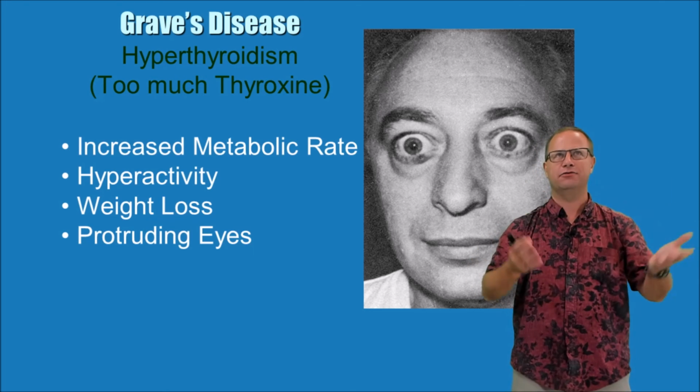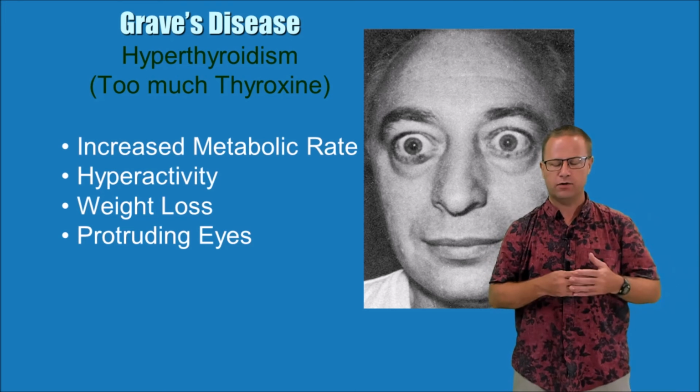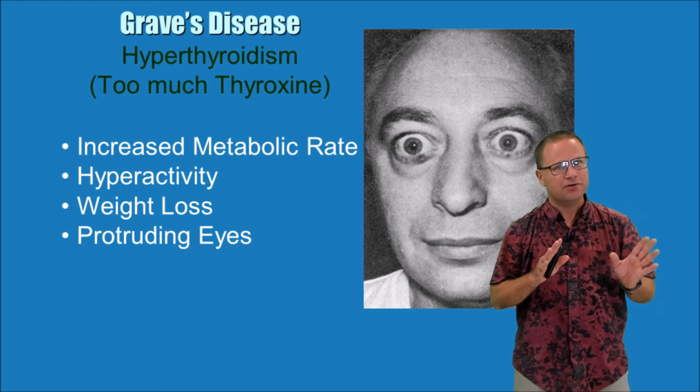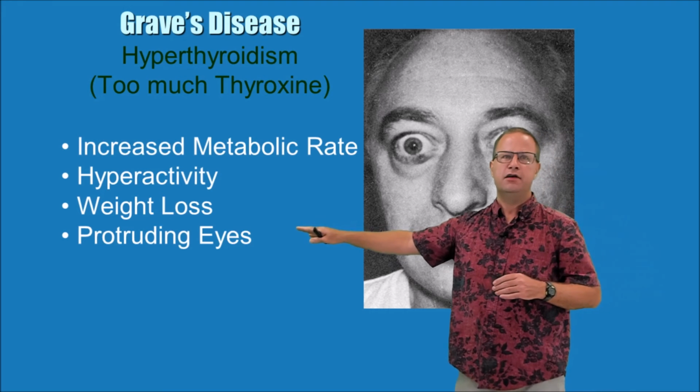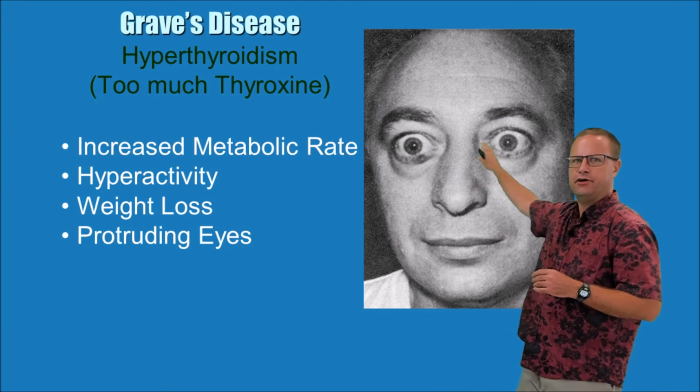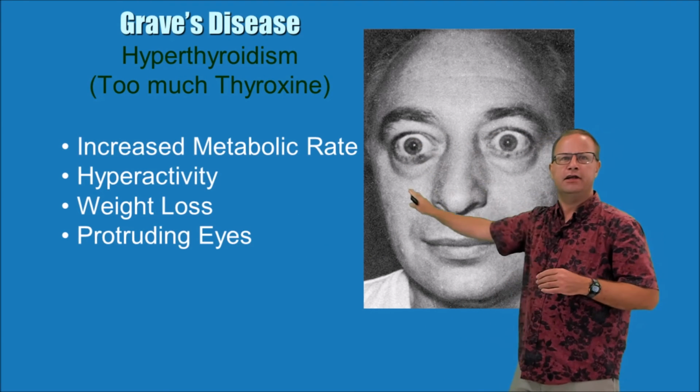So you might think, oh, that's great, right? A higher metabolism, I could eat more things that I want to eat without getting fat. That is true, but there's also a lot of downsides as well. So first of all, you get these protruding eyes, and that's not very attractive, right? It's hard to go on Snapchat or Tinder and get a date there.